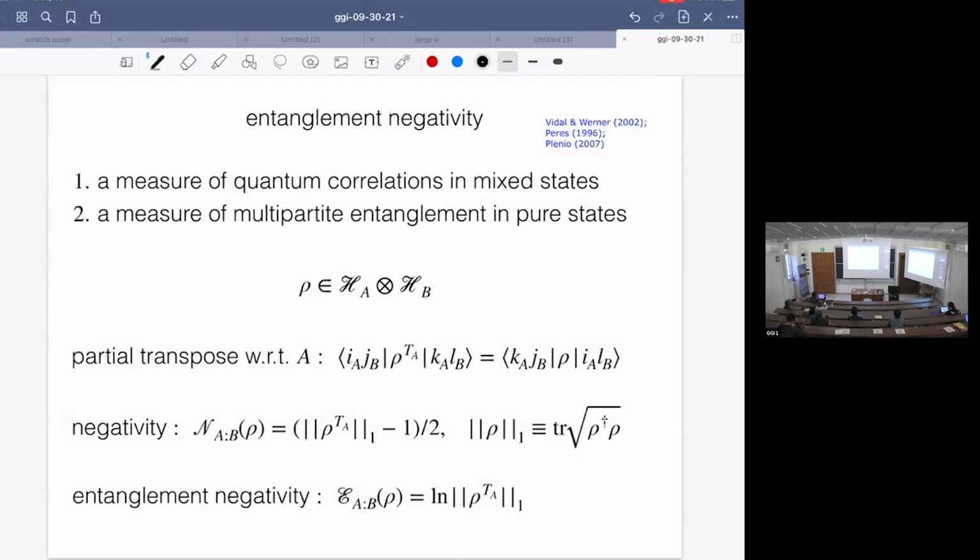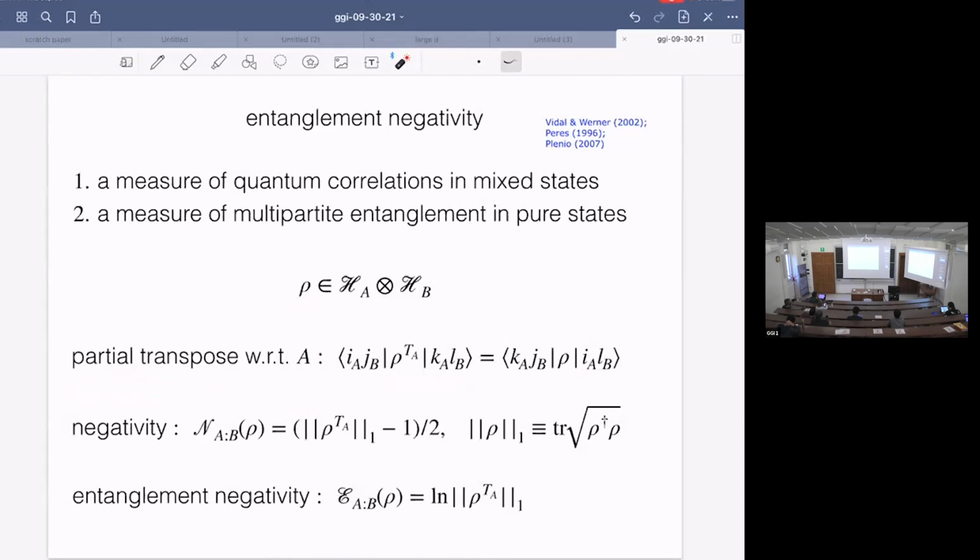So how is it defined? Well, again, I'm going to take my state rho, which I'll allow to describe either a pure or a mixed state. And the first thing I've got to do is take what's called the partial transpose of this density matrix rho. To be specific, I'll take it with respect to subsystem A. The definition is simply that the matrix element of this partial transpose is one where you just interchange, in this case, the kets in the first entries of these states.